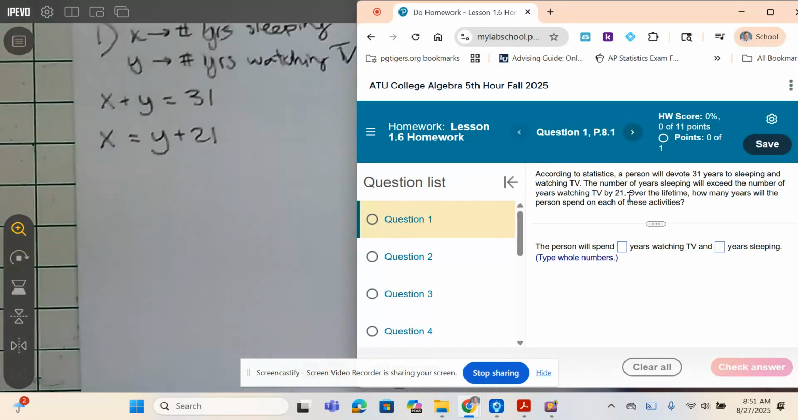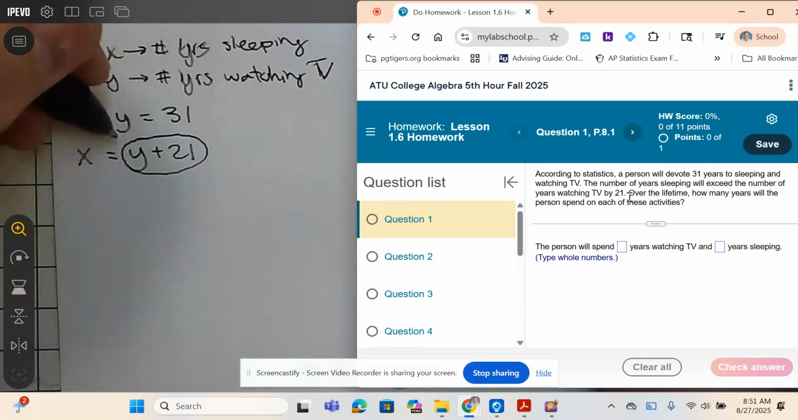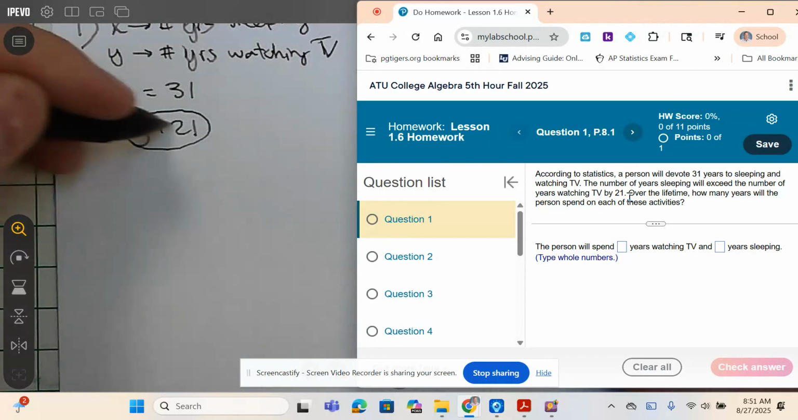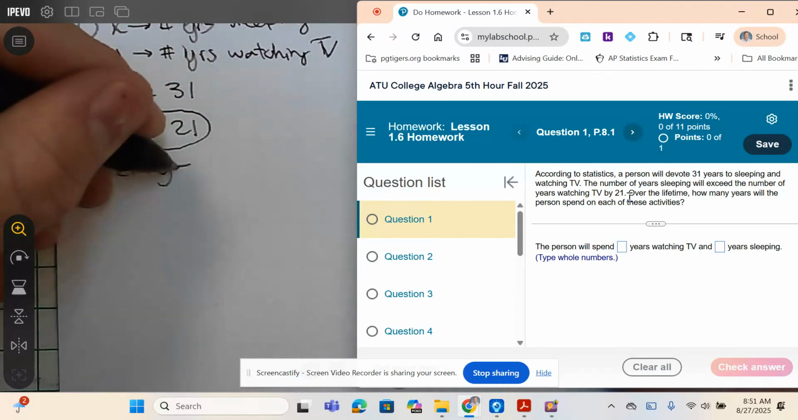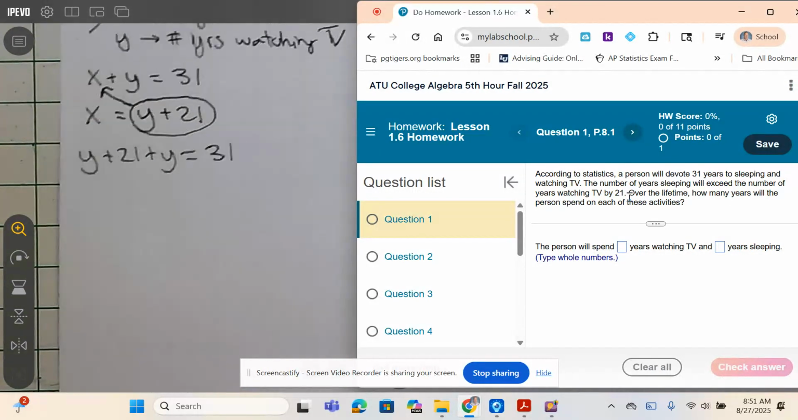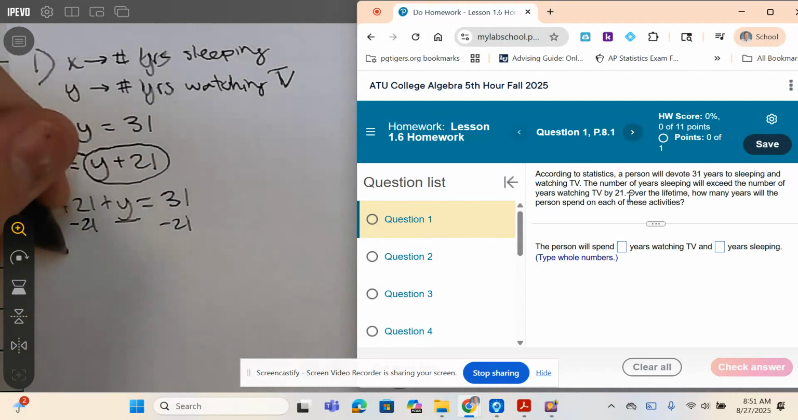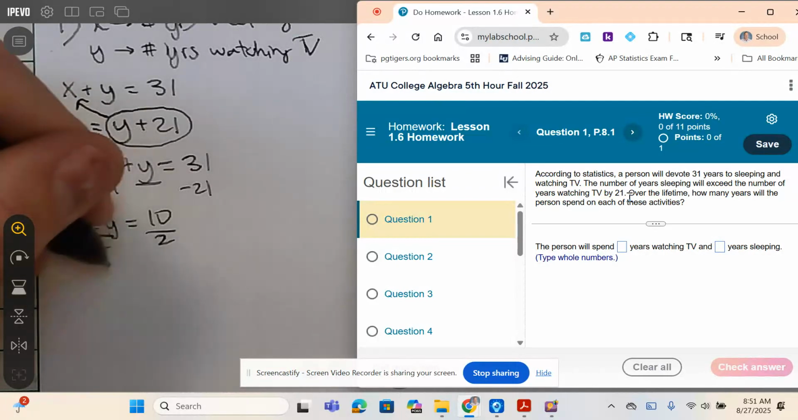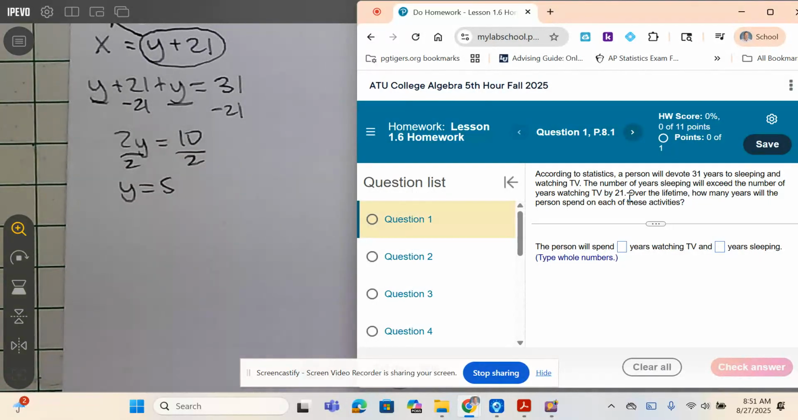So now I've got a system of equations. This is not really part of this section, so that's kind of a bad teaching on my part. But now I'm going to do substitution. I'm going to plug that in for X up there. So Y plus 21 plus Y equals 31. Combine the Y's. I can also subtract 21 too. 2Y equals 10. Divide by 2, Y equals 5. So the number of years watching TV is going to be 5 years.